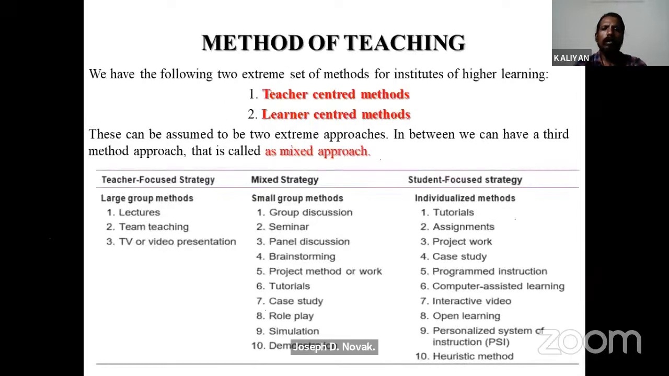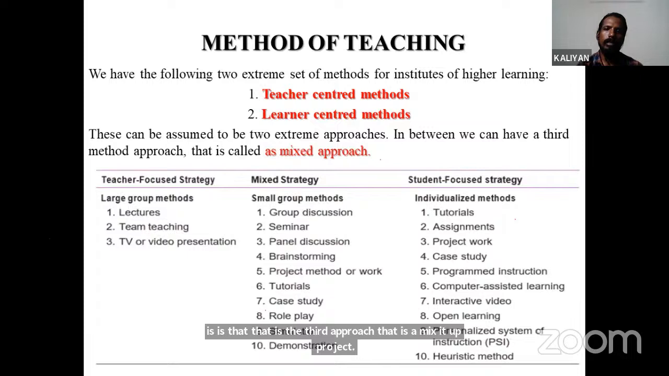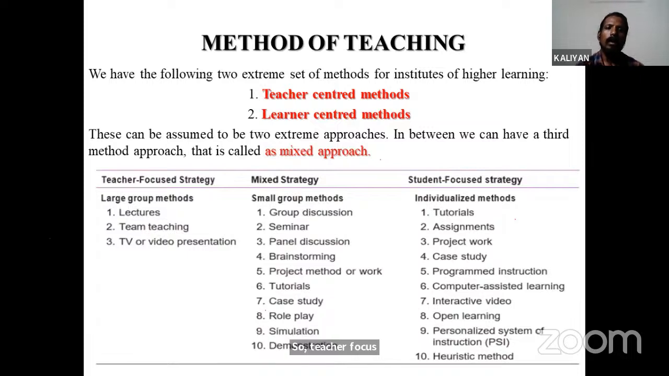And next topic is the methods of teaching. There are two major types: teacher centered approaches and learner centered approaches. And another one, the third approach, is a mixed approach. The teacher centered approach includes lecture, team teaching, and TV or video presentation.